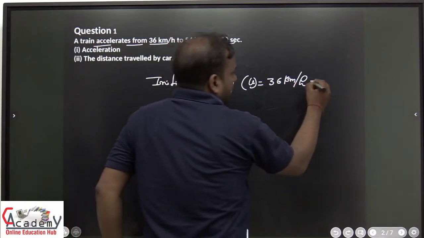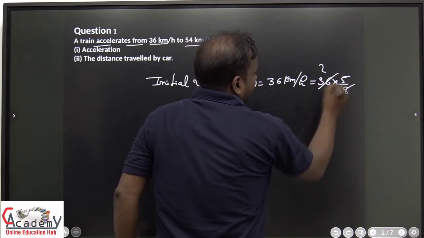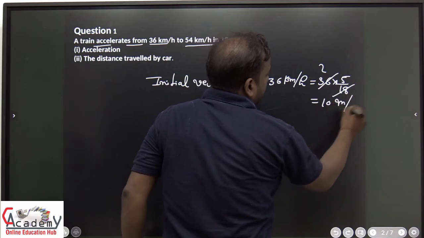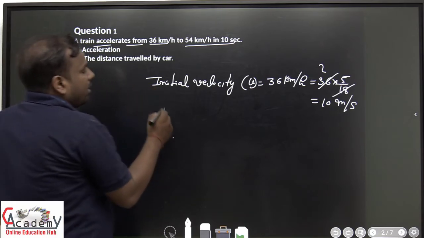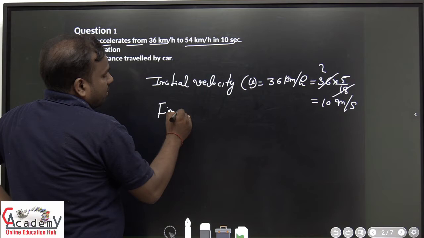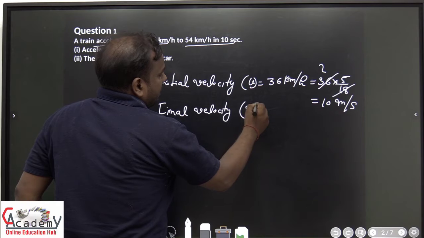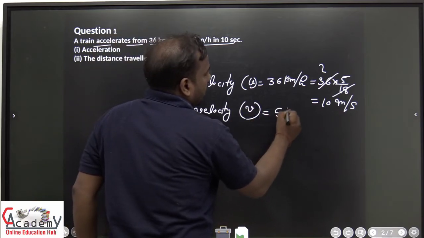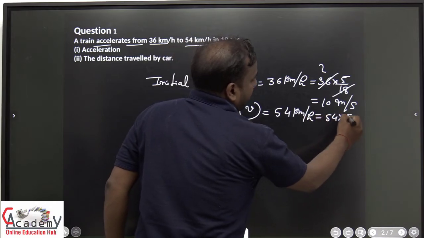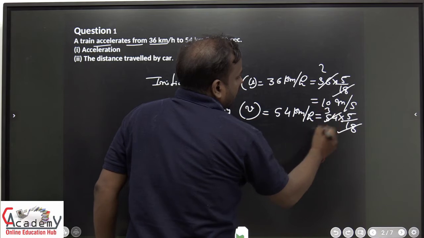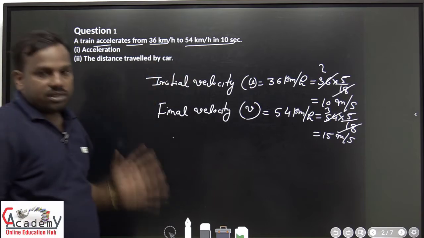Change it into meter per second: 36 multiplied by 5 by 18, we get 10 meter per second. So the initial velocity is 10 meter per second. Again, the final velocity is represented by v, 54 kilometer per hour. 54 multiplied by 5 by 18, 5 3s are 15 meter per second. Okay, we got here the initial velocity and final velocity.